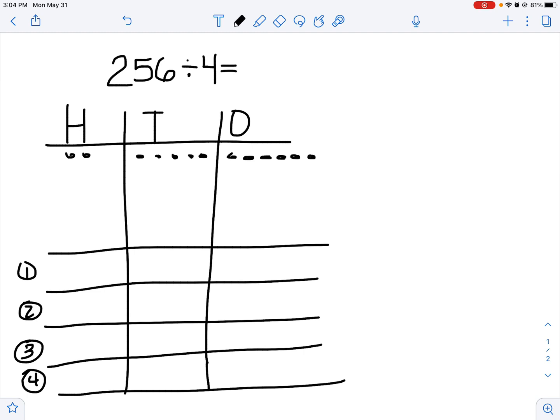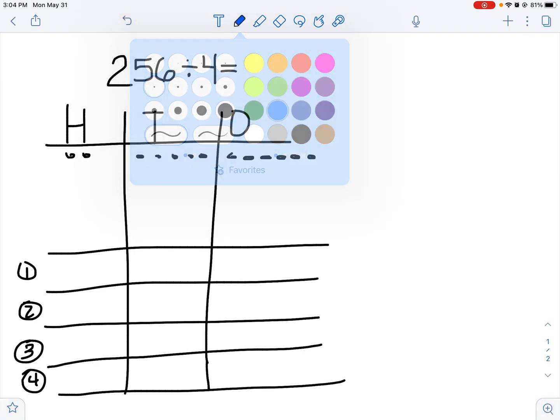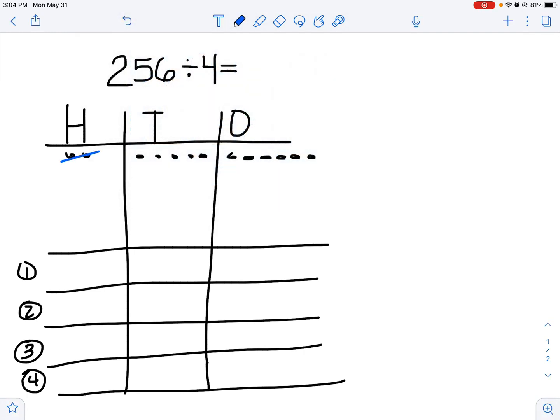So what we did is we started with the hundreds, and I don't have enough hundreds, so I'm going to turn those into tens. So I'm going to go 1, 2, 3, 4, 5, 6, 7, 8, 9, 10, for each hundred. So I got 10 tens for each of those hundreds. Now I've got lots of tens I can dole out into those 4 equal groups.